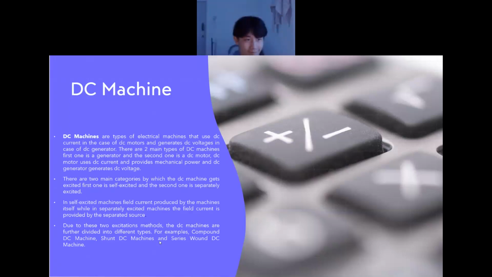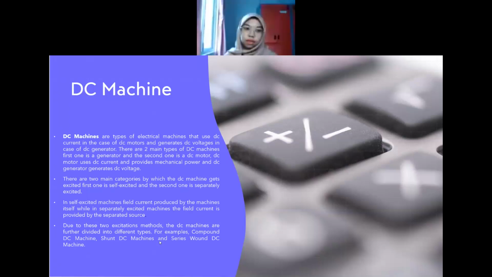DC machines are a type of electrical machine that uses DC current in the case of a DC motor and generates DC voltage in the case of a DC generator. There are two main types of DC machine. First is the generator and the second is the DC motor. DC motors use DC current and provide mechanical power, and DC generators generate DC voltage.